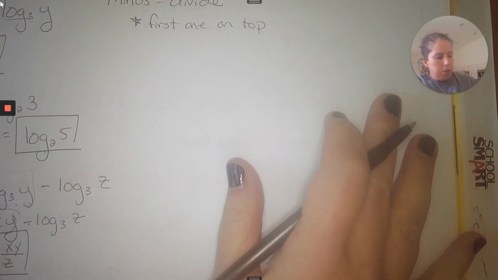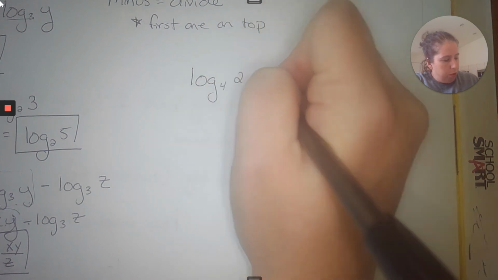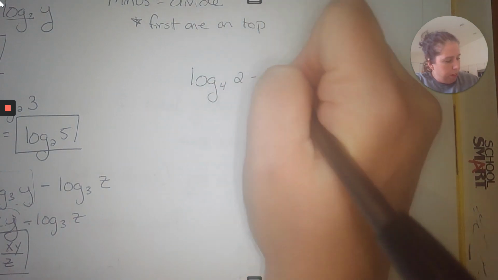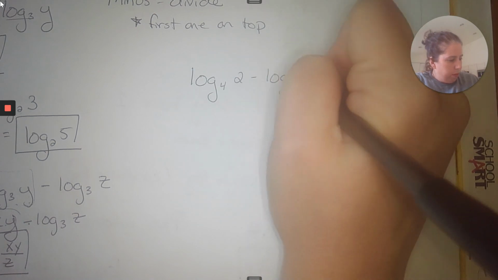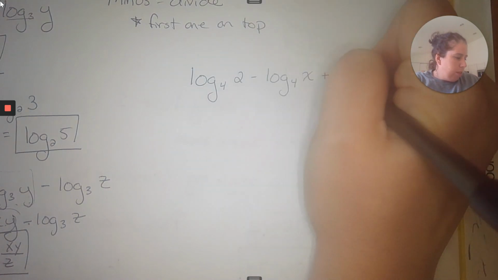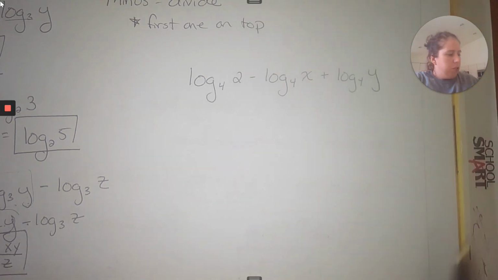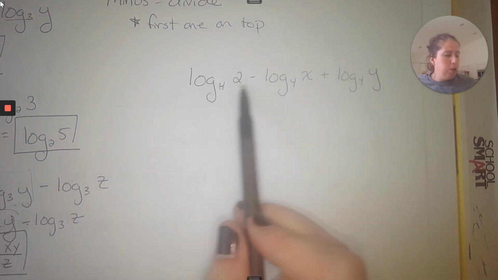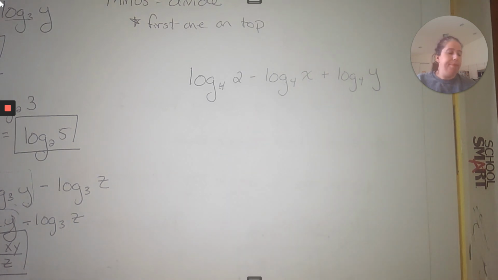Okay, so let's try another one like that real quick. All right, so we're going to go over here. So I give you log base 4 of 2 minus log base 4 of x plus log base 4 of, let's just do y. Okay, so pause it, give it a shot. Remember, do the first two and then do this one. All right, so when you're done, unpause it.